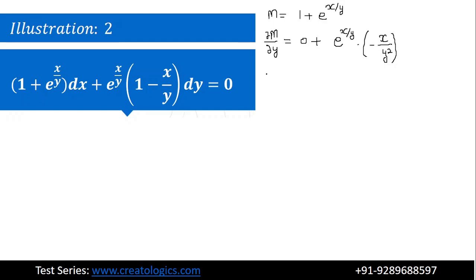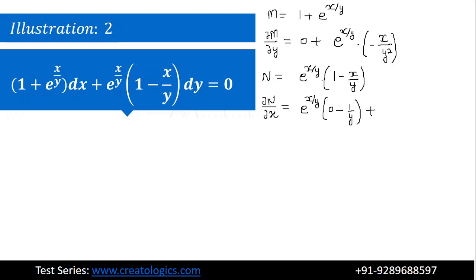This one. And now what is N? That was e raised to the power x upon y times 1 minus x upon y. Now partially differentiate this with respect to x. Now we have to use the product rule here because two functions are in multiplication, right? So use the product rule. Keep e raised to the power x upon y same and differentiate this 1 minus x upon y partially with respect to x. So I will get 0 minus 1 upon y.